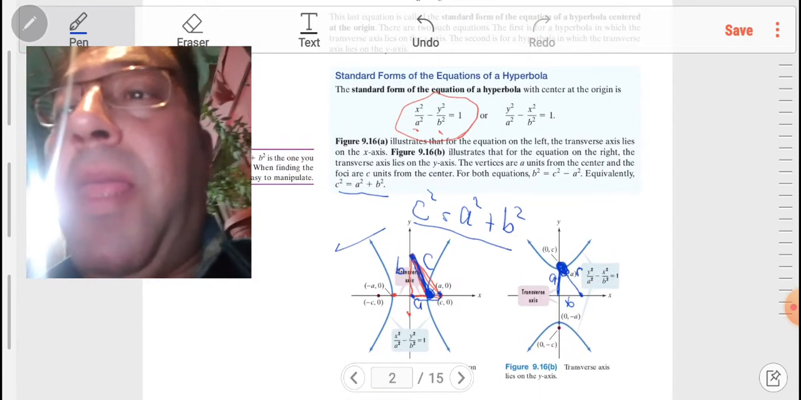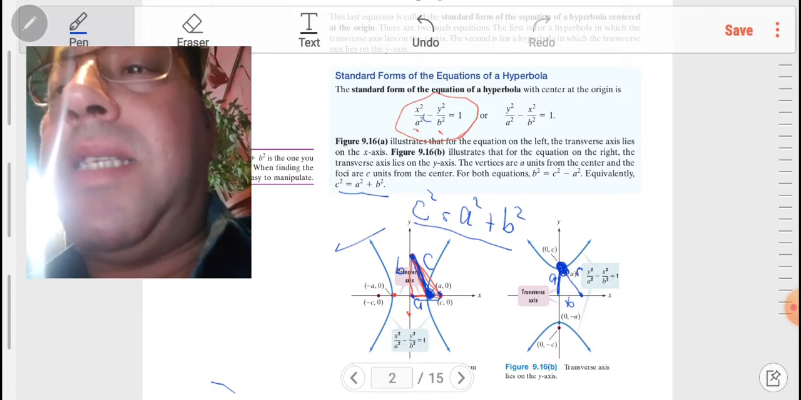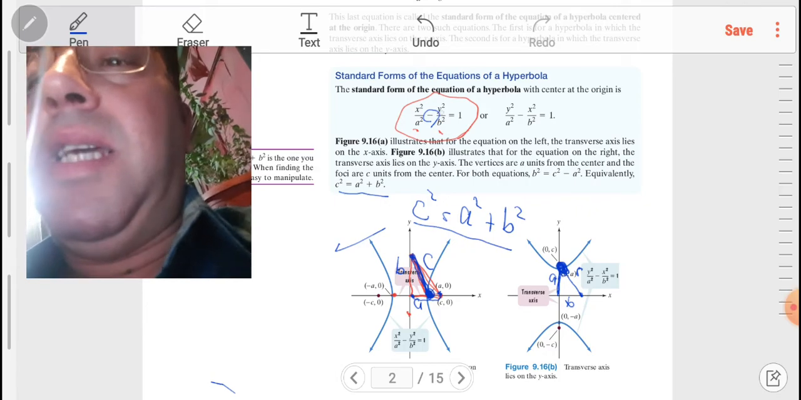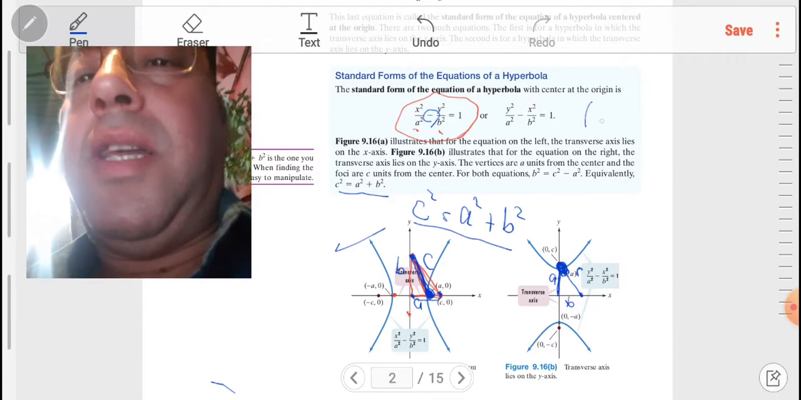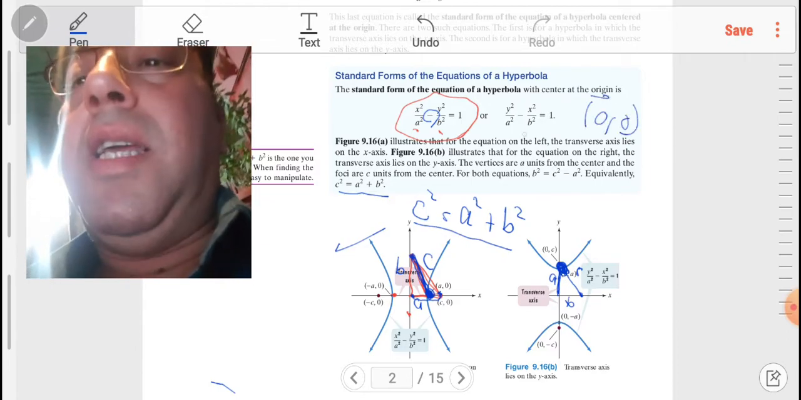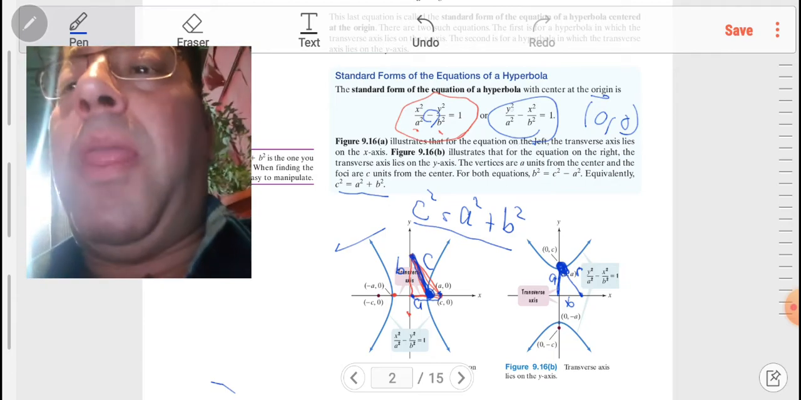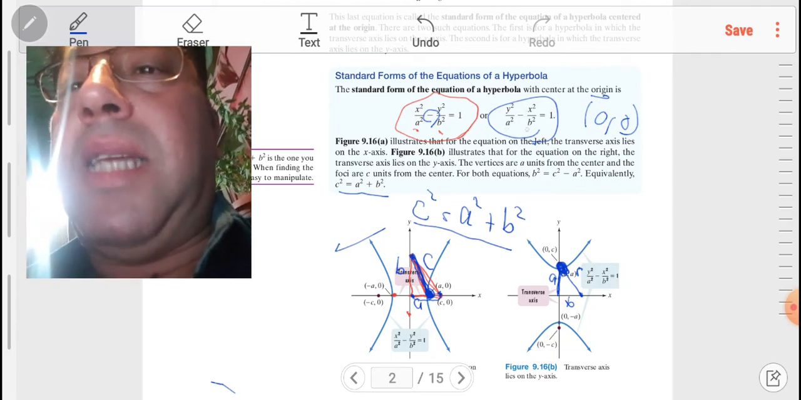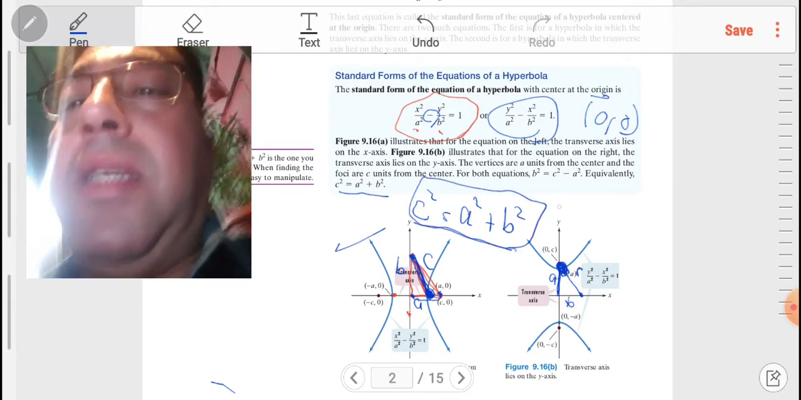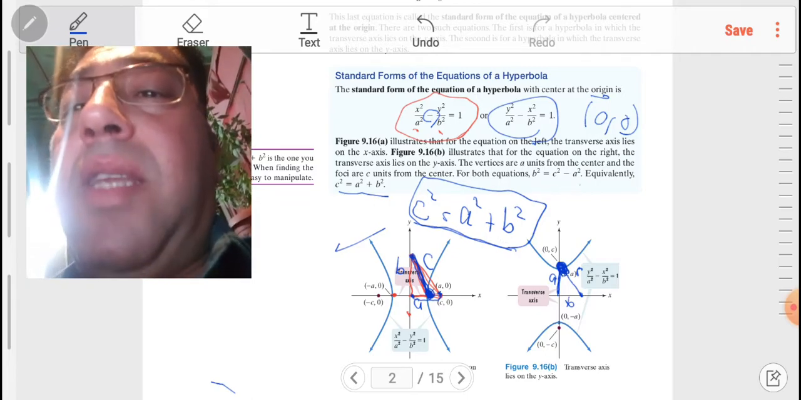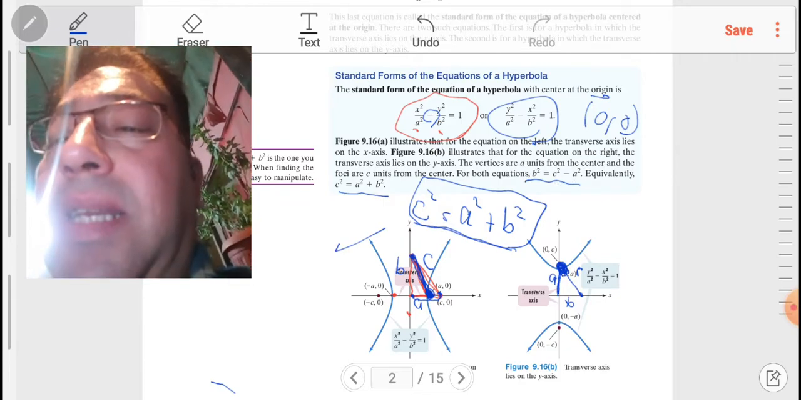For the horizontal hyperbola, X squared over A squared minus, not plus like the ellipse, Y squared over B squared equals 1, if the center is the origin. Don't forget, for the vertical hyperbola, the standard equation is Y squared over A squared minus X squared over B squared equals 1. Don't forget that C squared equals A squared plus B squared. If you have C and A, B squared equals C squared minus A squared.